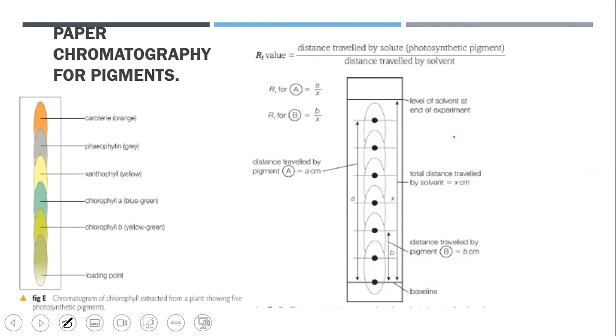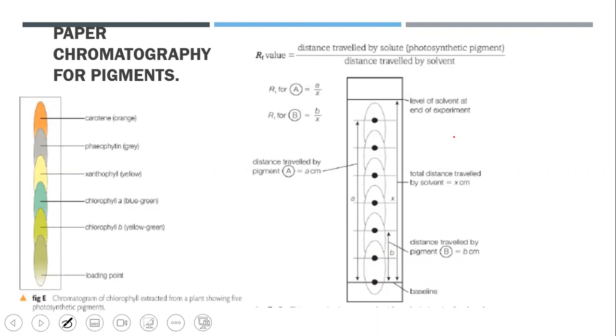In paper chromatography, we will take our chromatography paper or filter paper and mark the baseline with a pencil. On top of the baseline, we will use a dropper to add a drop of our chlorophyll pigment. How did we get the chlorophyll pigment? We ground up the leaves with propanone, we filtered it, and we used the filtrate. So we will add the filtrate onto the baseline.